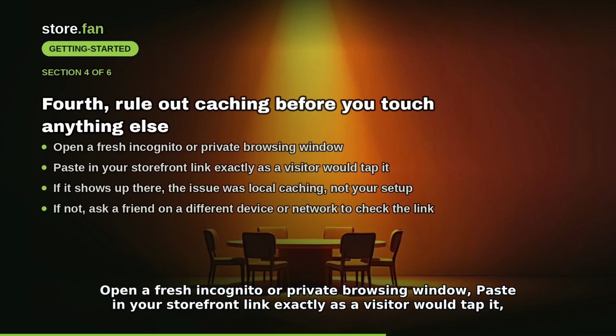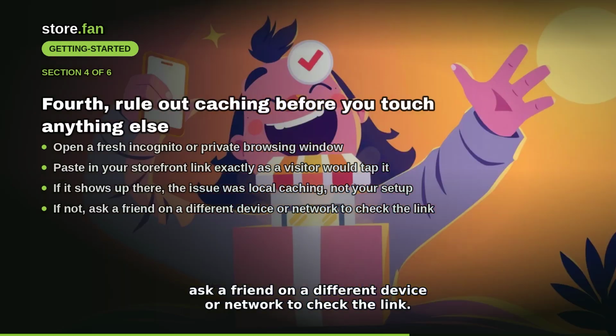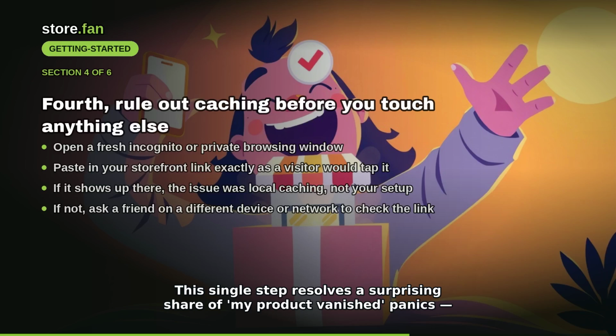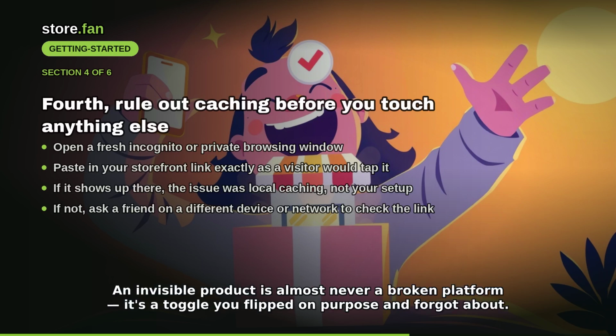Open a fresh incognito or private browsing window. Paste in your storefront link exactly as a visitor would tap it. If it shows up there, the issue was local caching, not your setup. If not, ask a friend on a different device or network to check the link. This single step resolves a surprising share of "my product vanished" panics. 30 seconds that rule out an entire category of false alarms. An invisible product is almost never a broken platform. It's a toggle you flipped on purpose and forgot about.